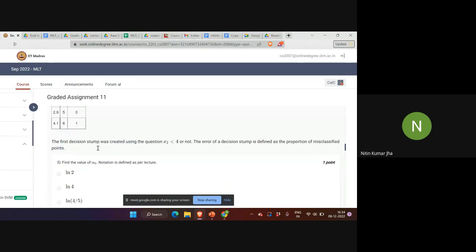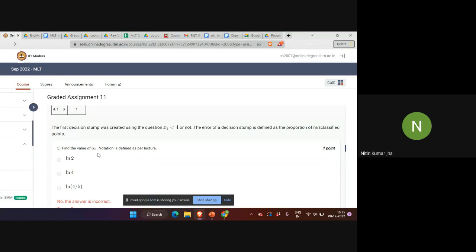So what is being asked? What is the value of alpha node? This is 1 by 2 ln of (1 minus error) by error, right? So (1 minus 1 by 5) upon 1 by 5. So it will become 4. 1 by 2 log 4.